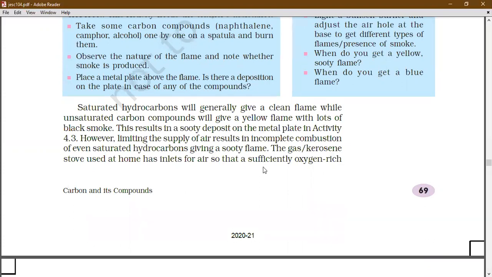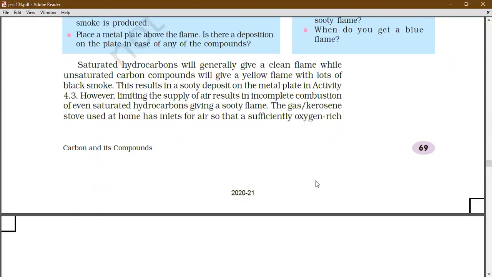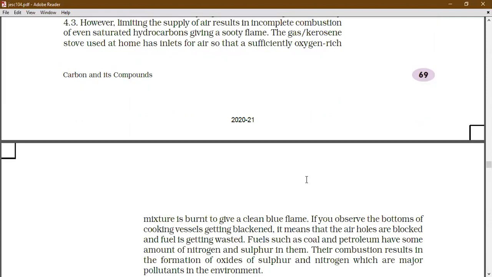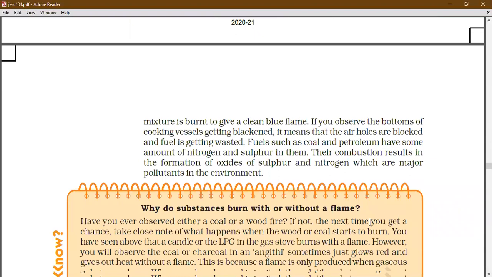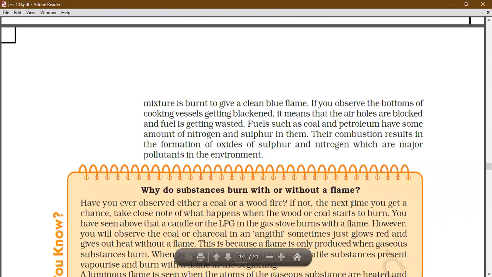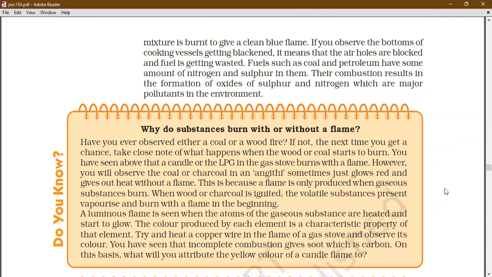However, limiting the supply of air results in incomplete combustion of even saturated hydrocarbons, giving a sooty flame. The gas or kerosene stove used at home has inlets for air so that a sufficiently oxygen-rich mixture is burned to give a clean blue flame. If you observe the bottoms of the cooking vessels getting blackened, it means that the air holes are blocked and fuel is getting wasted. Fuels such as coal and petroleum have some amount of nitrogen and sulfur in them. Their combustion results in the formation of oxides of sulfur and nitrogen, which are major pollutants in the environment.